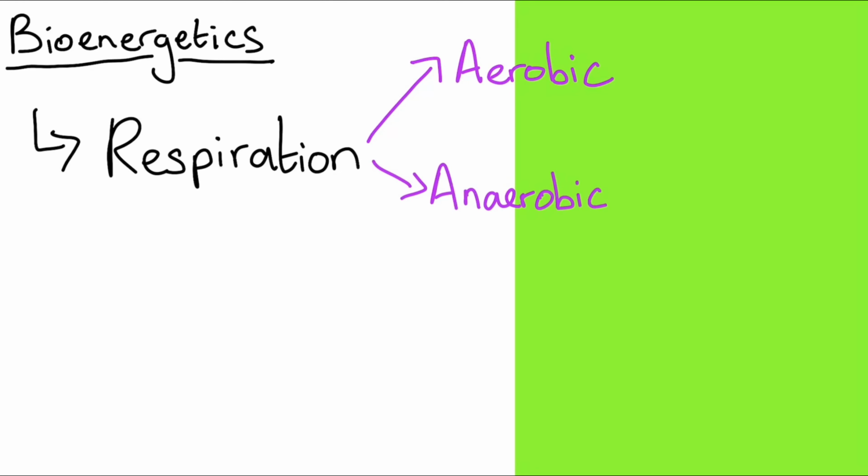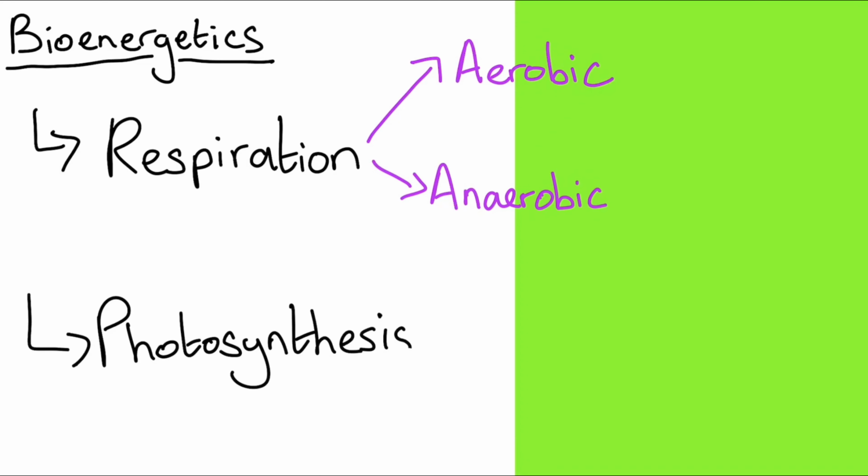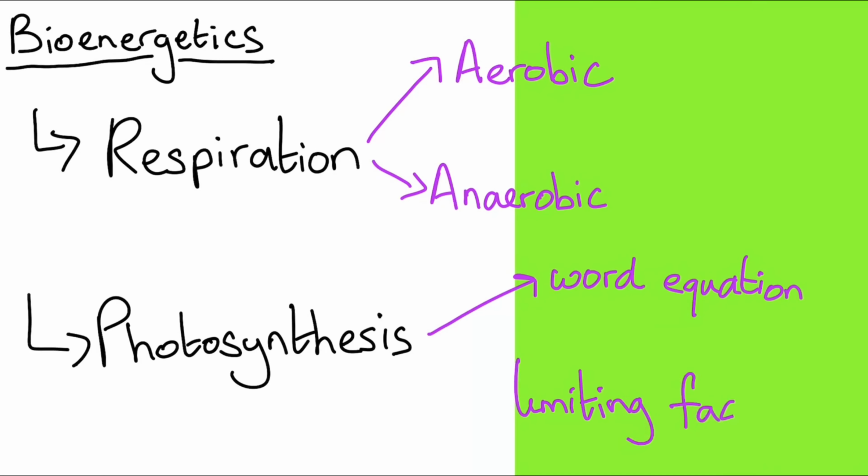In terms of respiration, you need to know the differences between aerobic and anaerobic respiration, essentially with or without oxygen, but also the effects of exercise on the rate of respiration that our cells perform. In terms of photosynthesis, you need to know the word equation for photosynthesis. You don't actually need to know the symbol one. It is just the word equation that you need to know.